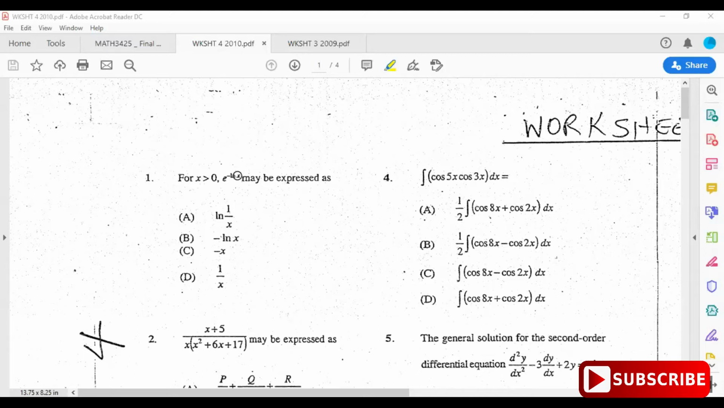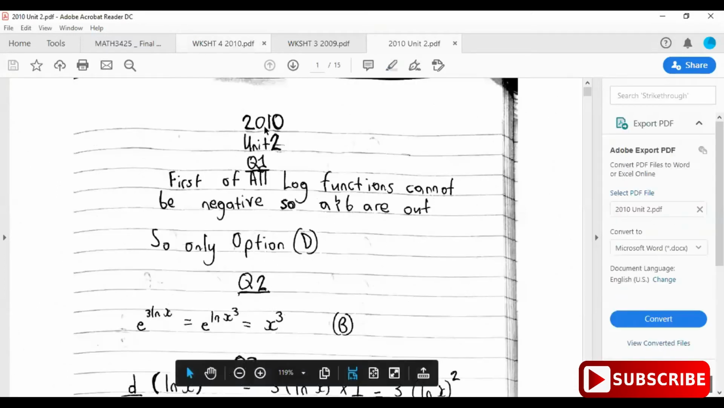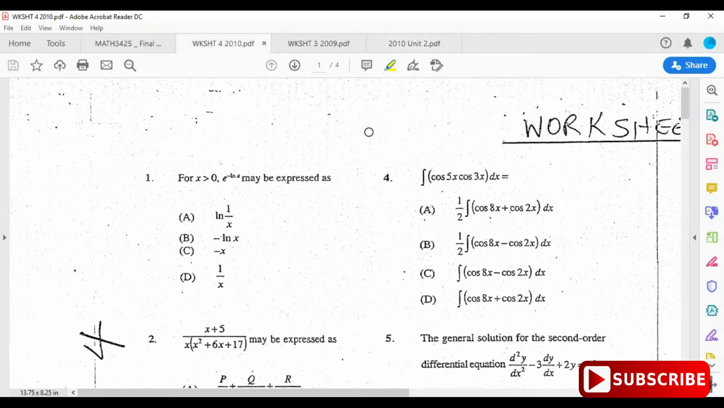So for the first one, what comes to your mind when you see e to the minus ln x? Exponents? Differentiation? No, as in, how can you write this expression, e to the minus ln x?